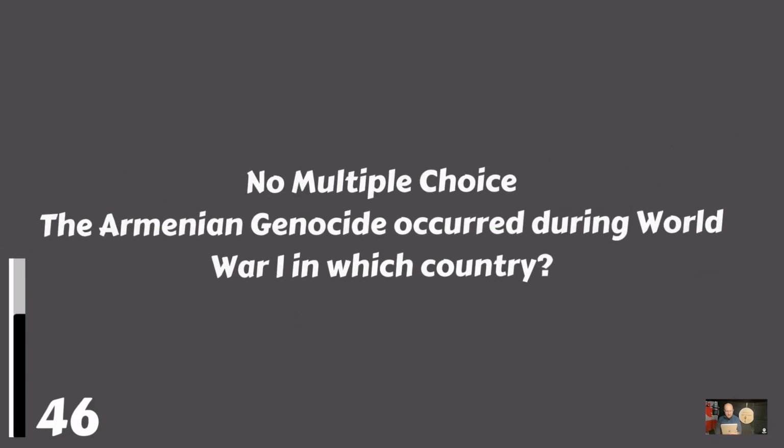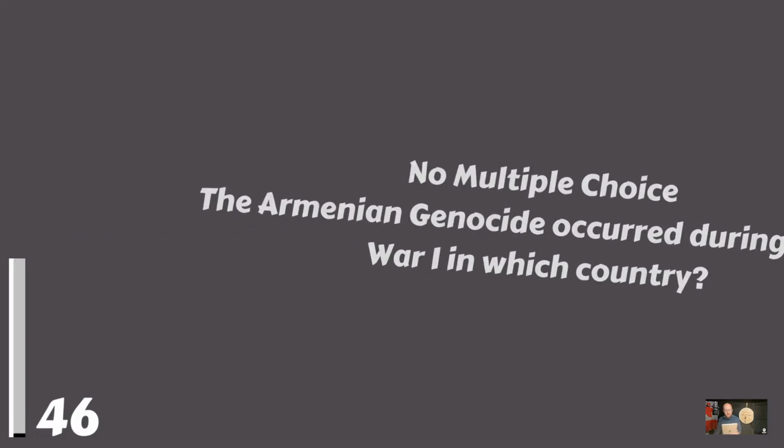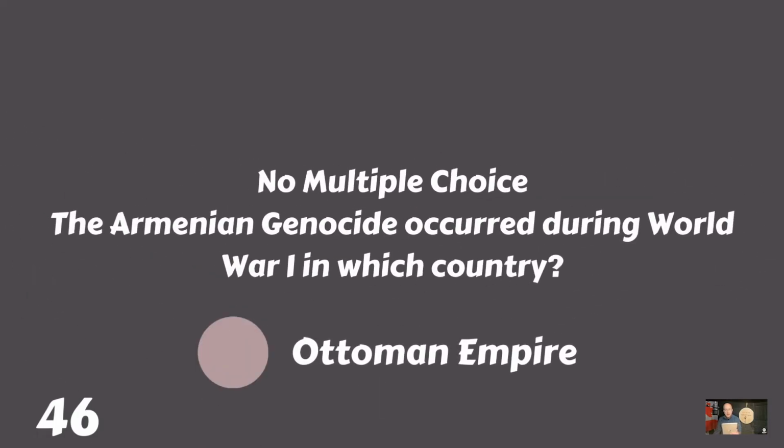Not a multiple choice. The Armenian Genocide occurred during World War I in which country? The Armenian Genocide took place in the Ottoman Empire.